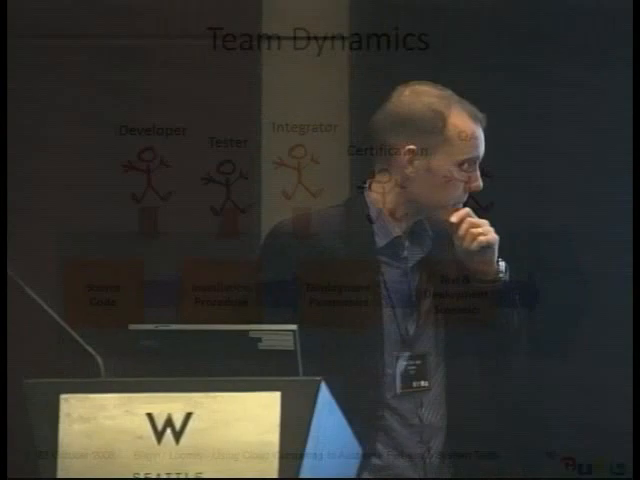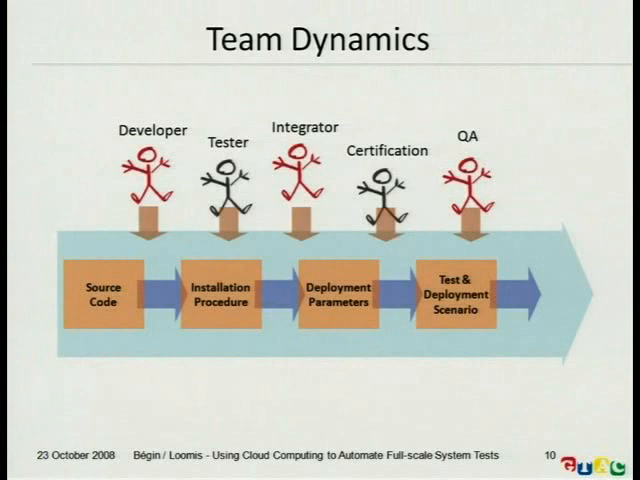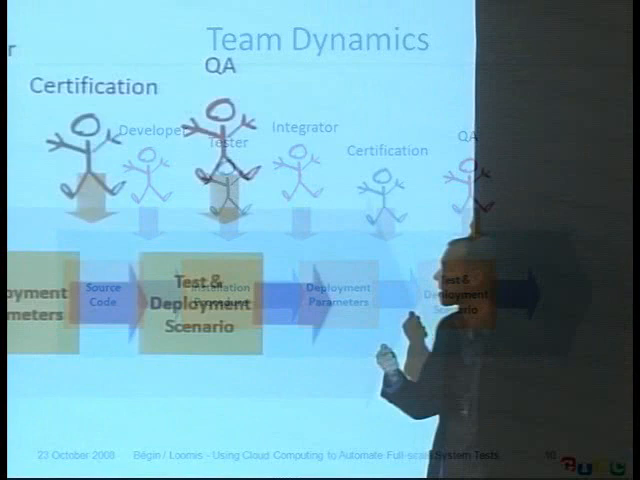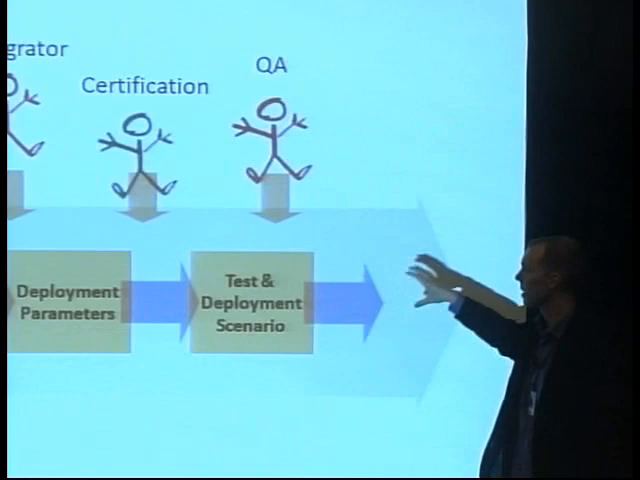A different way of looking at this is the team dynamics. When we talk about releasability, in order to get to the end here, where we're good to go, there's a lot of people that have contributed to this. You have your developers, your testers, your integrators, your certification people, your QA. Whether you have specialized teams or multidisciplinary teams, you're going to have these types of knowledge, necessarily, in order to capture the different steps that will form your pipeline that will end up with something that you can put into production.